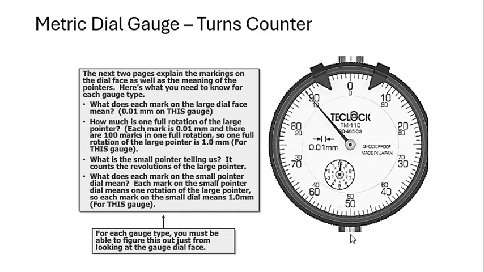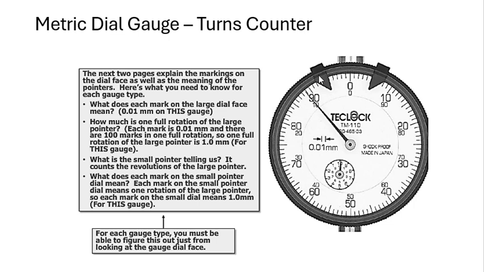Okay, another type here is your metric dial gauge with a little turns counter right there, yeah? When we look at these small markings, we know it's 0.01 millimeter, and we can go all the way to 1 millimeter. Because you have 100 markings for the entire rotation, 0.01 times 100 is going to give you 1 millimeter in total. The small pointer counts the revolutions of your larger pointer.